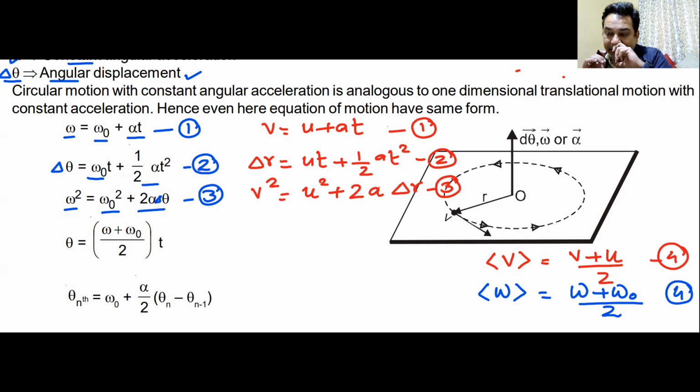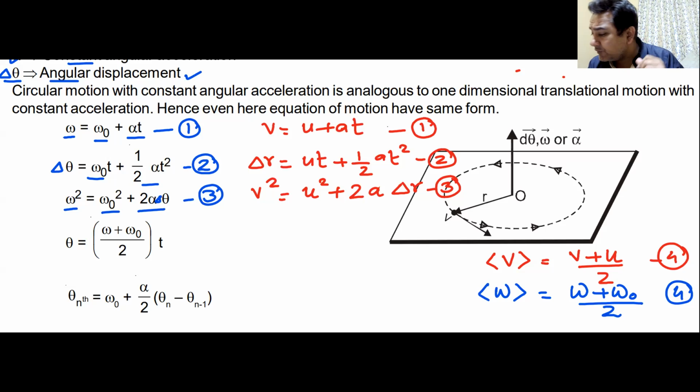Am I clear with everyone? So what I'll do now is I'll give you 2 minutes to note down equation number 1, 2, 3, 4, and then I will proceed further. So 2 minutes, note down these equations, then we will move forward. Well, I hope everyone has noted down the equations up till average velocity and average angular velocity.